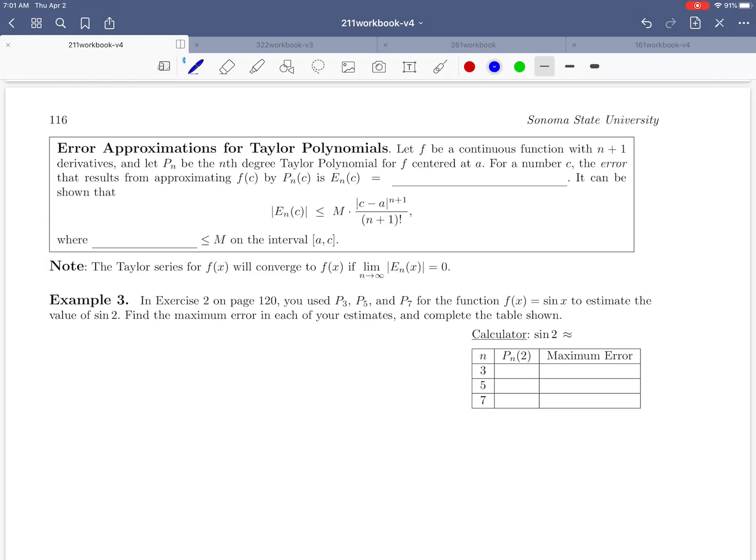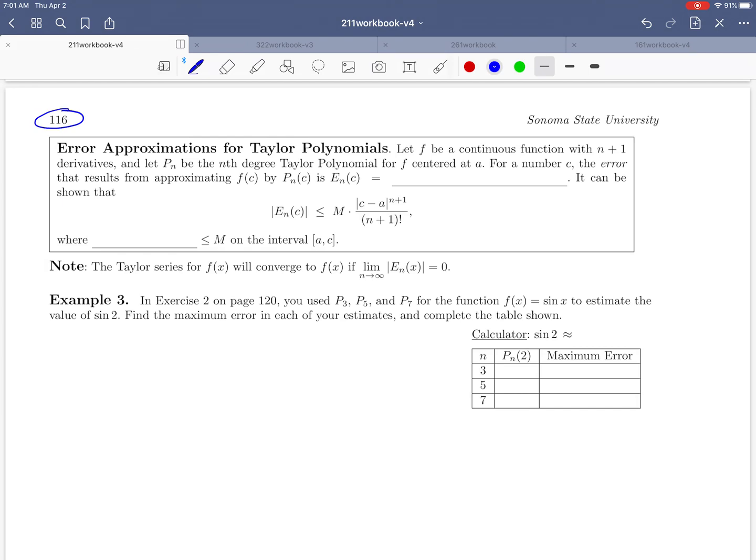Hello everybody, and welcome to the top of page 116 in the workbook. We're going to start looking at the second part of this section, which deals with error approximations for Taylor polynomials. Now, what is this all about?